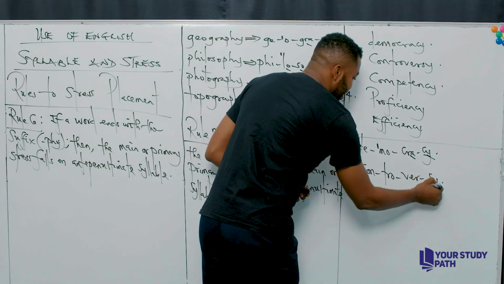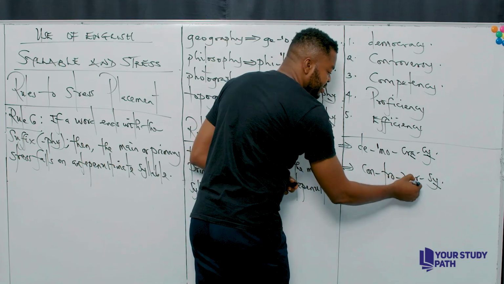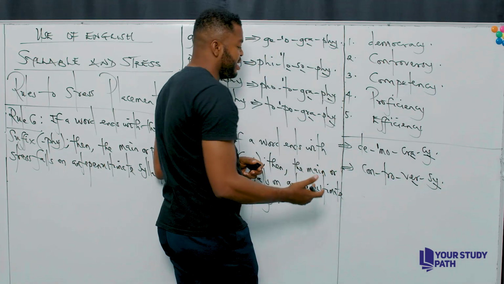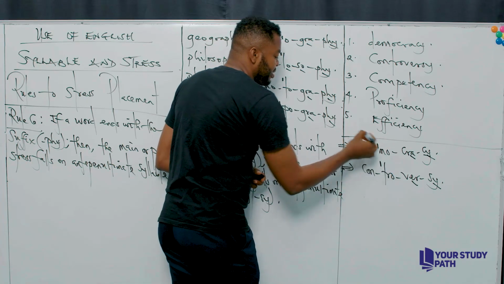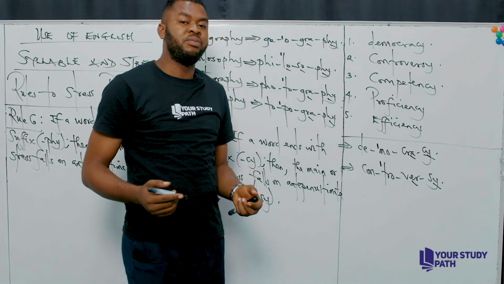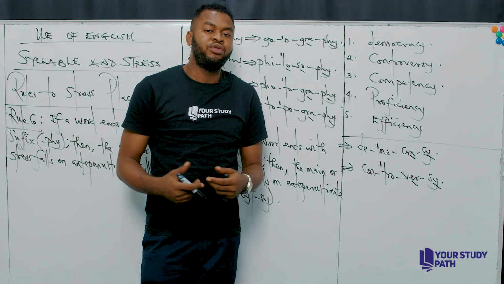So, this is the last syllable, which is the ultimate. This is the second to the last syllable, which is the penultimate. And this is the third to the last syllable, which is called the antepenultimate syllable. So, you have controversy.